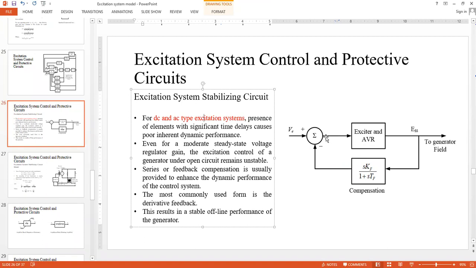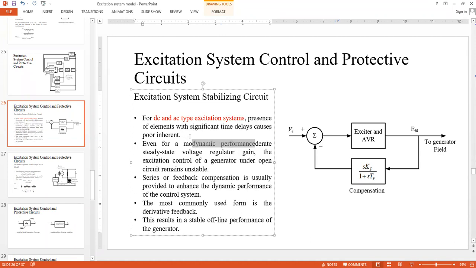Okay, so that means whenever any signal arrives at the input terminal of this exciter and AVR block, it would take some significant time to arrive at the output of this block. If the time delay is significant, and by significant here we mean that this amount of time delay deteriorates the dynamic performance or the stability of the exciter itself.